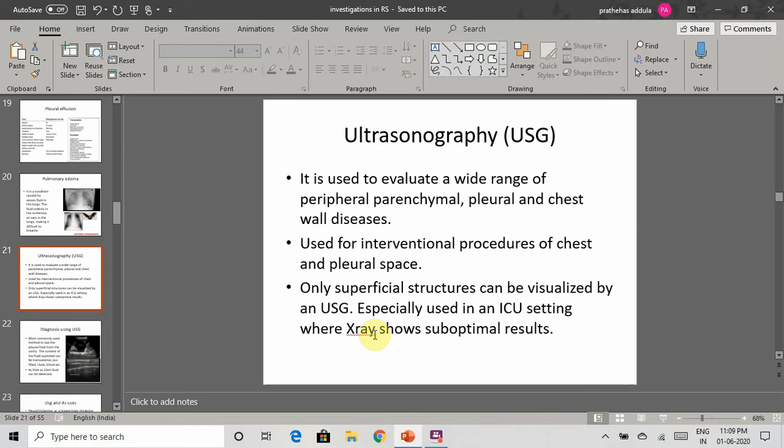Coming to ultrasonography in pulmonology, it is used to evaluate a wide range of peripheral, parenchymal, pleural and chest wall diseases, and for interventional procedures of the chest and pleural space. Only superficial structures can be visualized by ultrasound, especially used in the ICU setting where X-ray shows suboptimal results.